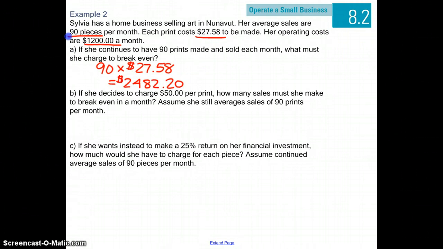But then we have to figure out her total cost. Remember that it also costs $1,200 to keep her business running for the month. So we have to add $1,200 onto that for a total cost of $3,682.20.